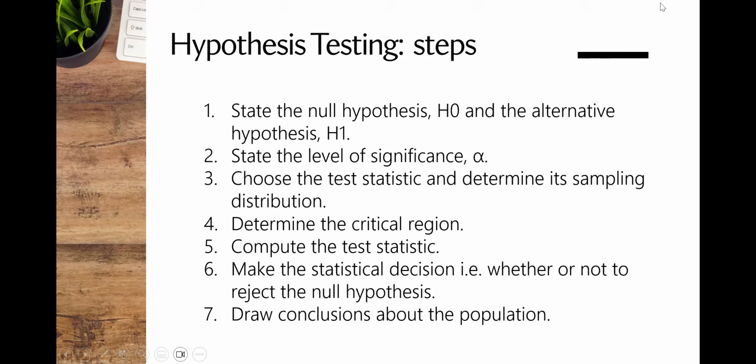Here we have written the steps in hypothesis testing, and we'll just go through them very briefly. State the null hypothesis, H0, and the alternative hypothesis, H1. State the level of significance, alpha. Choose the test statistic and determine its sampling distribution. Determine the critical region. Compute the test statistic. Make the statistical decision whether or not to reject the null hypothesis, and draw conclusions about the population.